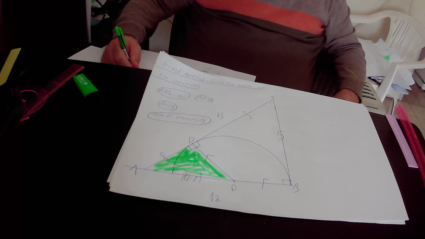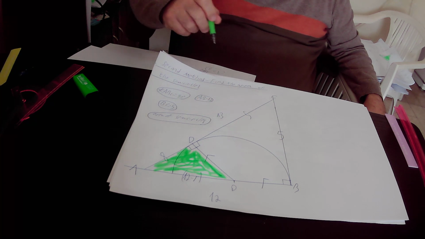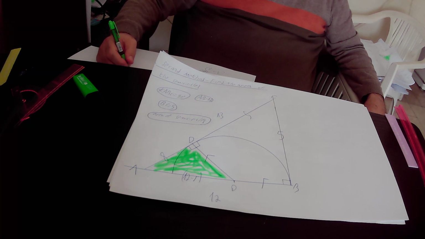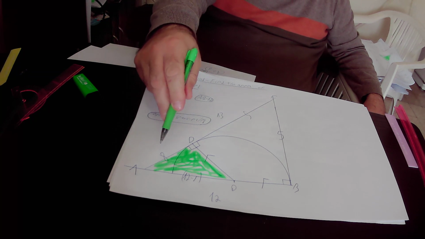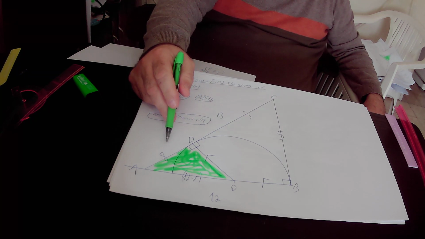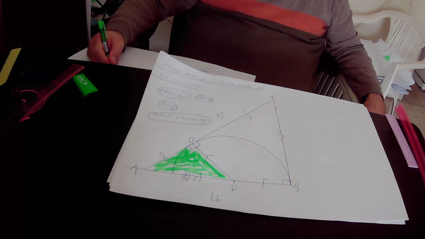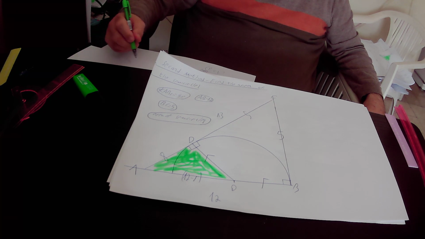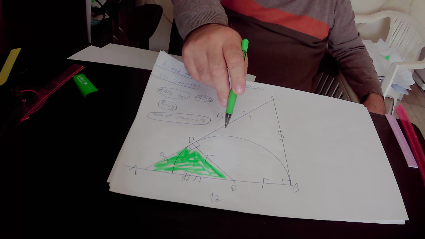So we have already found out that AO equals 12 minus R. Therefore, AO square will be equal to (12 minus R) square. And it equals AD square. AD equals 8 units, therefore AD square is 8 square, which is 64, plus DO square. DO equals R, therefore DO square equals R squared.